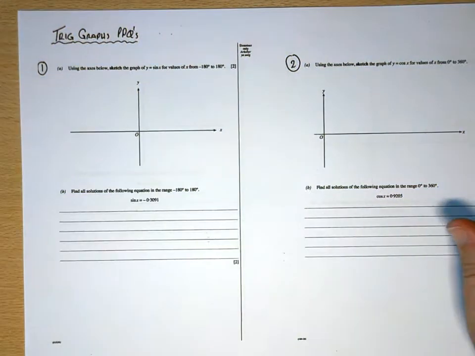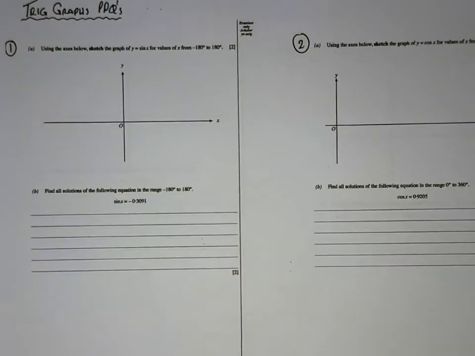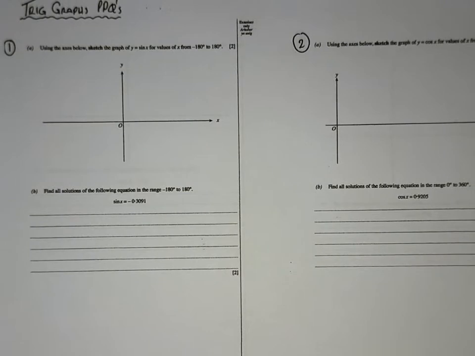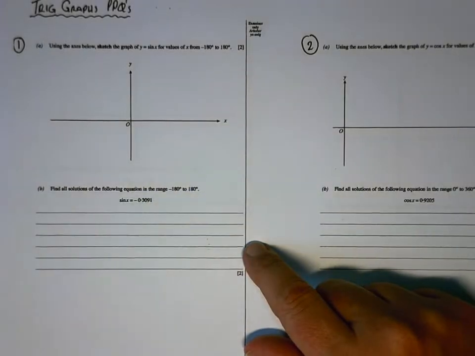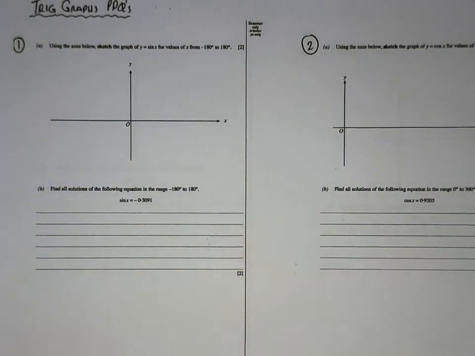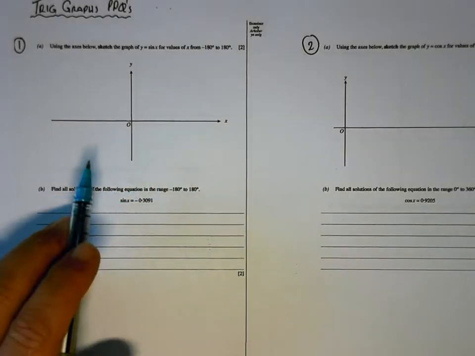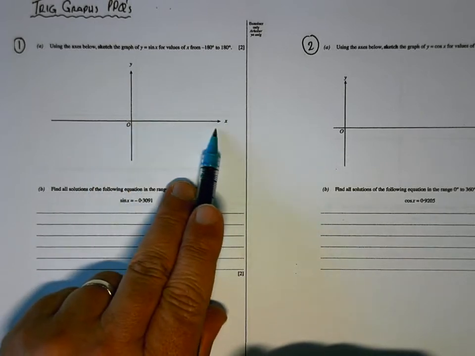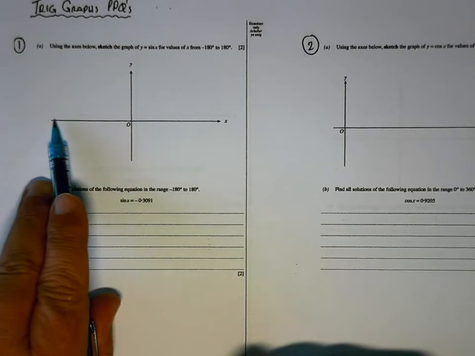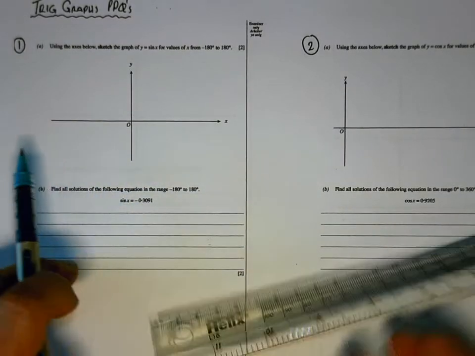Okay, so let's take a look at some past paper questions. I'll just zoom in a little bit. So with this first one, using the axes below, sketch the graph of y equals sine x for values from -180 to +180. So that again is one where it isn't going all the way up to 360. We're going 90, 180 that side, and -90, -180 that side.